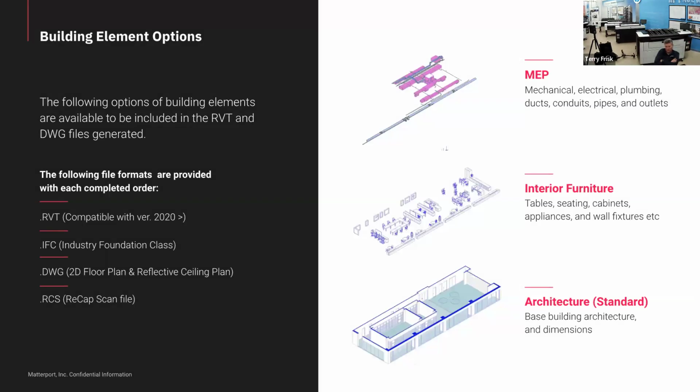You can have a very simple BIM file with just the basics, just the architecture, the base building, walls and structure. And then, if you want, you can add the interior furniture as well. And finally, if you have that information, you can add the electrical and plumbing ducts, conduits, pipes, etc. So you can choose the level of detail you want from your BIM file.